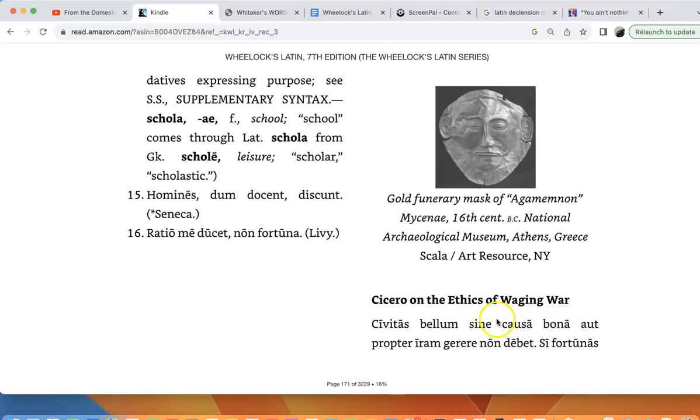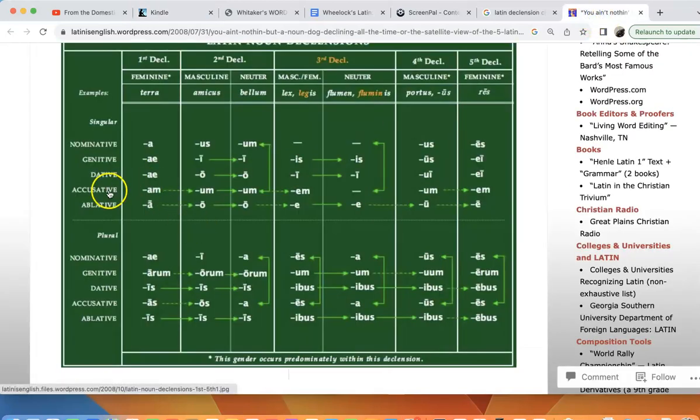So sine causa bona. Again, sine is always followed by the ablative. So first declension, ablative singular is A. Aut means or, propter means on account of, followed by the accusative. Iram, we've had before, it's where we get words like irate. So in this case, on account of anger. This can also be translated as because of anger. But Latin uses the accusative here. That's why we have am, because first declension, accusative singular is am.